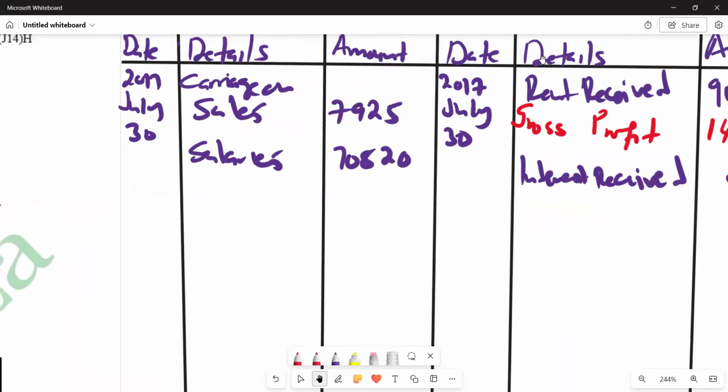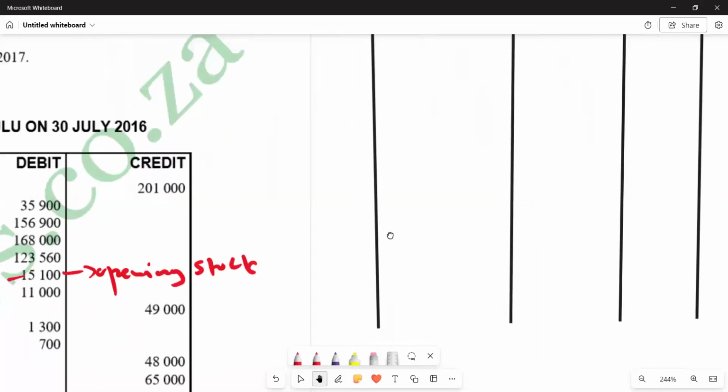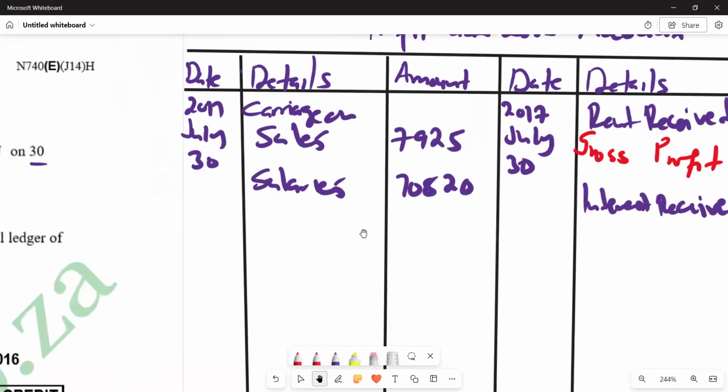Then we go and check again in terms of the next entry that we have after interest received. We now have commission paid, which is 9,355. And sundry expenses 7,500. Entertainment costs 8,000. They are all expenses that have to go to the debit side. So we can just pick this and go and enter them. Commission paid, sundry expenses, and entertainment costs. So we are saying commission paid, and we have an amount of 9,355.